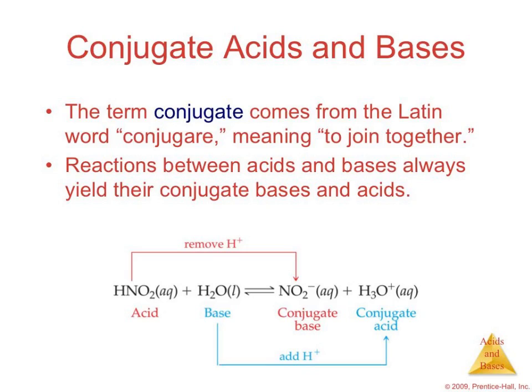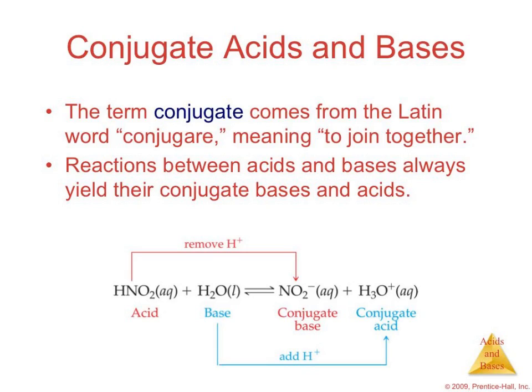But the way this works, on the left side of the equation, those are the ones that are usually labeled as acid or base. And then the ones on the right side are usually labeled as conjugate base, conjugate acid. That's kind of the way that it's normally done.